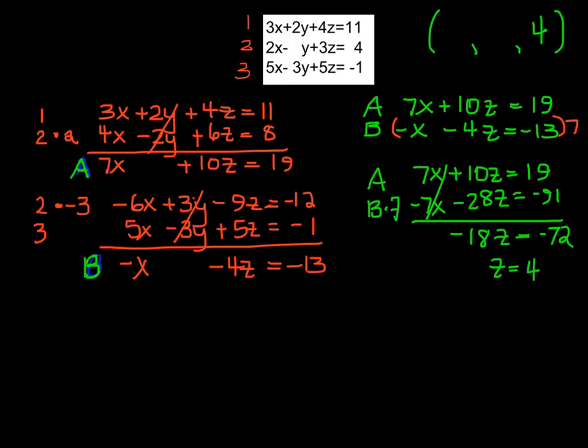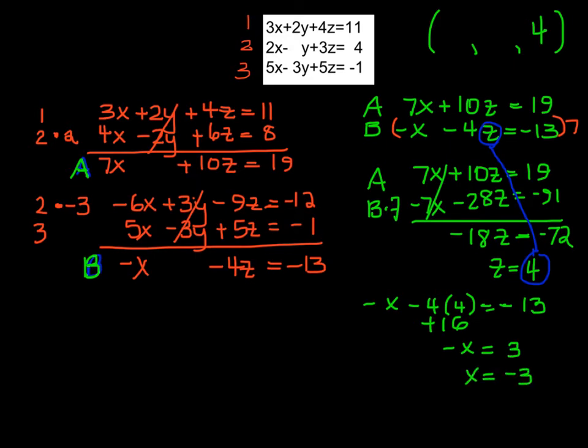Now I can take that 4 and substitute it right in there. So I'm going to substitute that z in for that z. And I get negative x minus 4 times 4 equals negative 13. I'm going to add 16 to both sides, and I get negative x equals 3. So x equals negative 3. I now have the x.